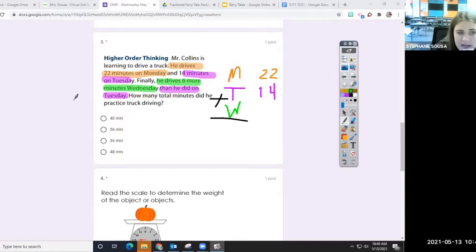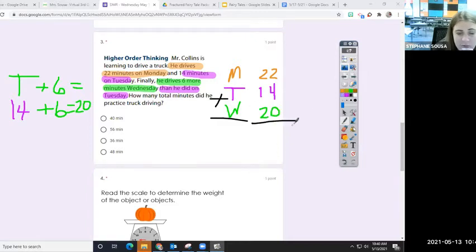Wednesday's number is not given to us. Wednesday's number is 6 more than Wednesday, or I apologize, than Tuesday. So Wednesday's number is equal to Tuesday plus 6. Tuesday is equal to 14. So Wednesday's number is equal to 14 plus 6, which is equal to 20. I haven't solved the problem yet. What questions do I have about that so far?